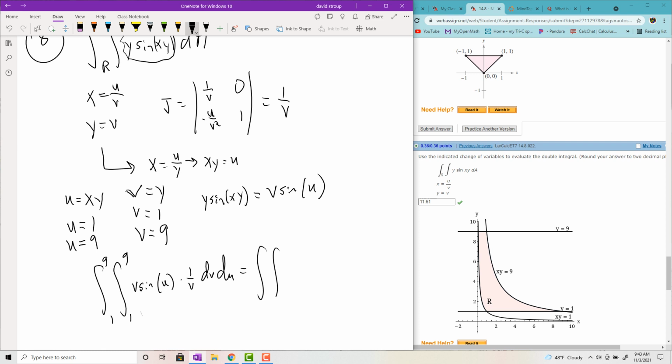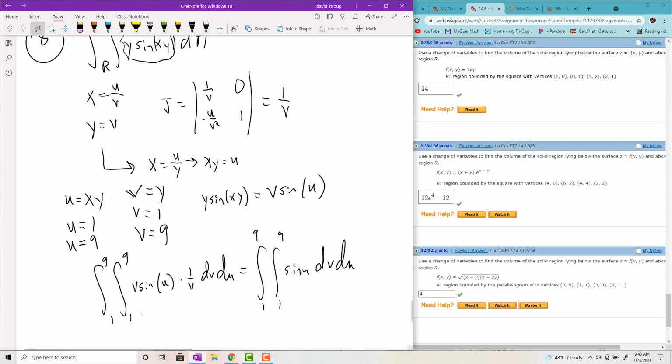So that integral simplifies really nicely into sine of u dv du. And I'll leave that integral to you so we can carry on to our video quiz.